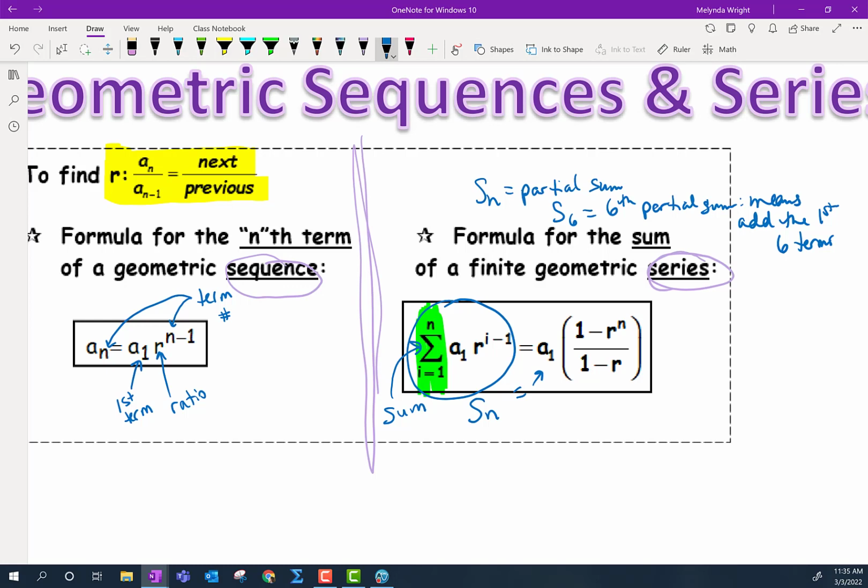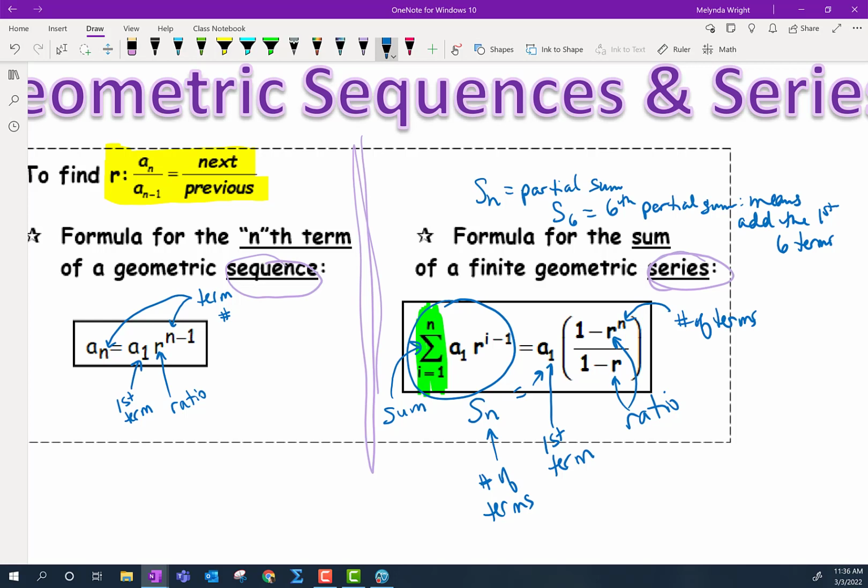The parts of this formula: a sub 1 is again our first term. Both of these r's are the ratio. And this n is the number of terms. If you notice, the sequence formula and the series formula both have n's in them. It's important to note that in the sequence formula, the n is the term number. But in the series formula, the n is the number of terms we're adding up, because it's an adding formula. We're going to add all these things up.